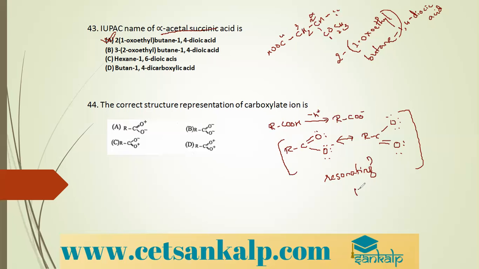And if I want to represent the hybrid of it, I write it as RC, with the single bond common for both oxygen atoms, a partial double bond character here and a partial double bond character here, with a negative charge either on this oxygen or on this oxygen. This is said to be the resonance hybrid. So this is the correct structural representation of carboxylate ion they have asked. Which is the correct one? It is option B.